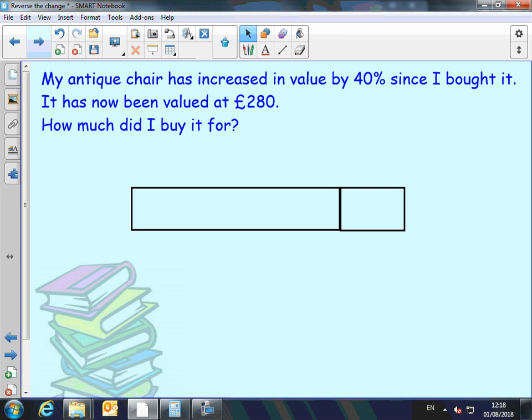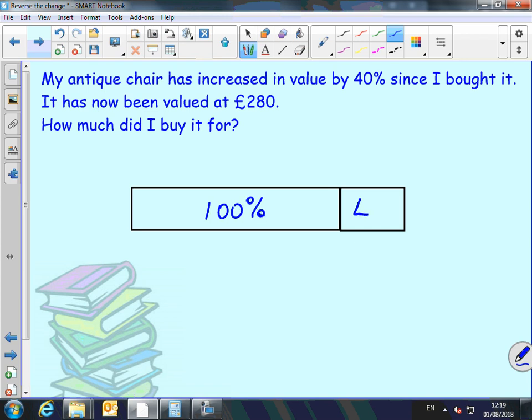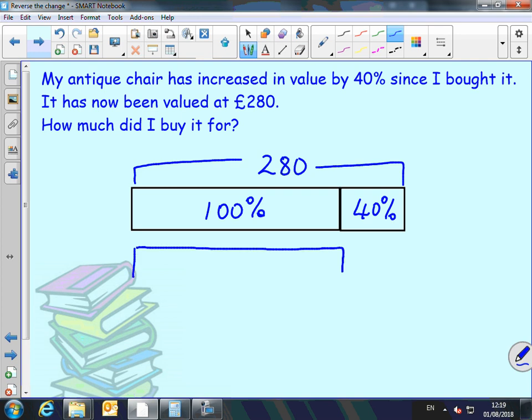Okay, so on the board just now I have drawn a bar model, and it has increased by 40%. I've just shown a bar here, so that would be 100%, and that would be 40% added on at the end. This whole thing is worth £280. So I'm going to split them up into 20%s, which means I'd have 5 of them there: 1, 2, 3, 4, 5, and I'd have two 20%s at the end here. So altogether, I have 7 equal parts.